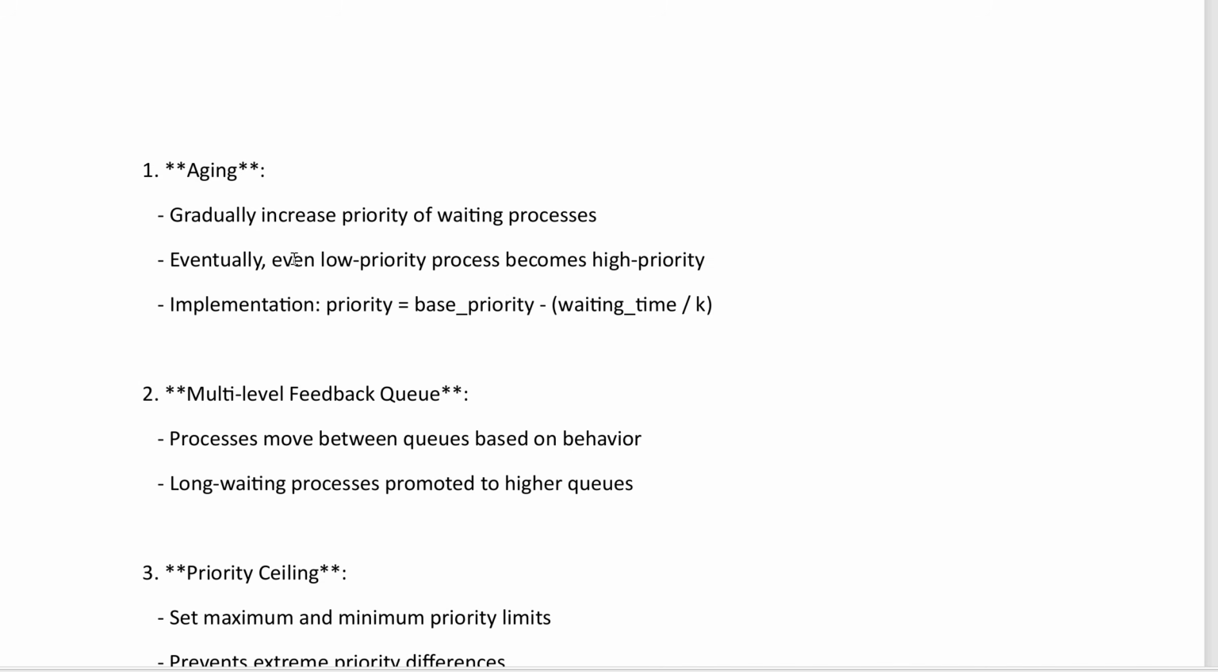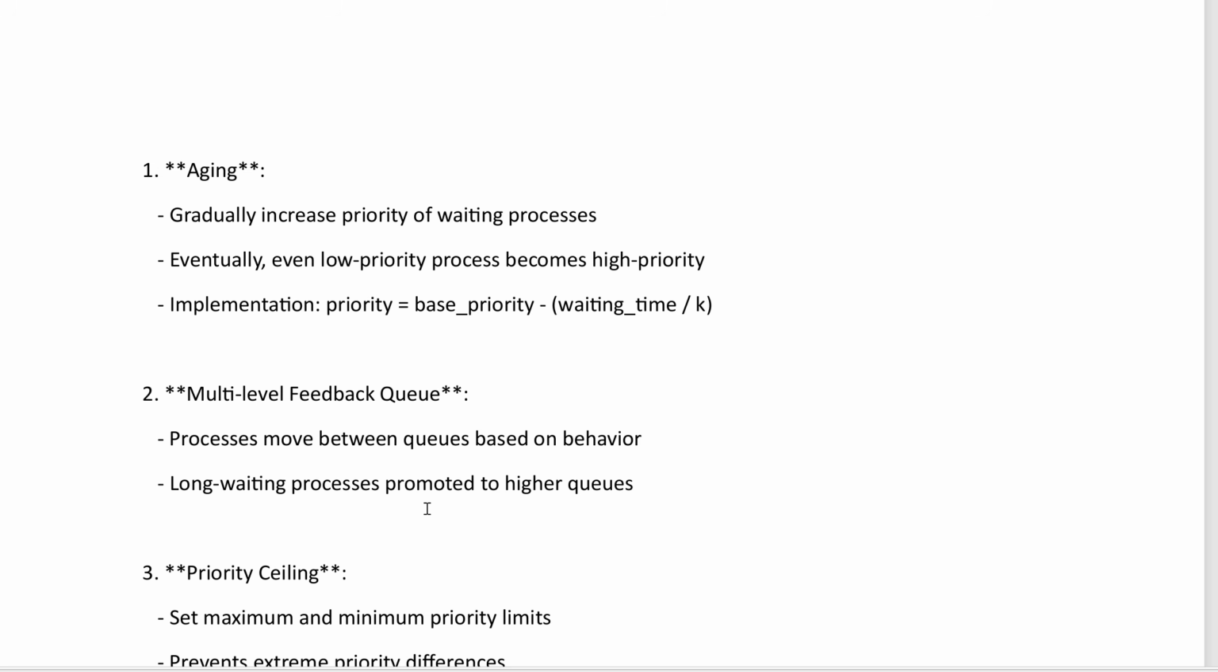The first method to prevent it is aging, that is gradually increasing the priority of waiting processes. Those processes which are waiting for a long time, we can increase the priority of those processes, right? Eventually, even a low priority process becomes higher priority. Implementation: priority equals base priority minus waiting time divided by k. So we can increase the priority by using this formula.